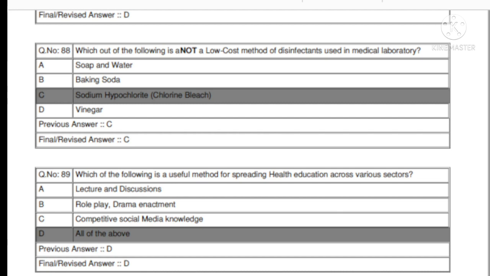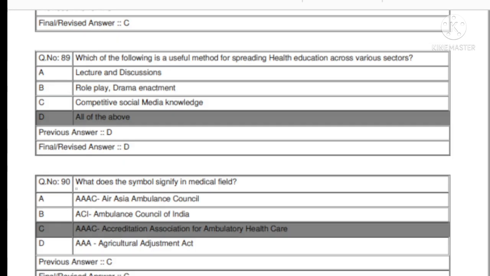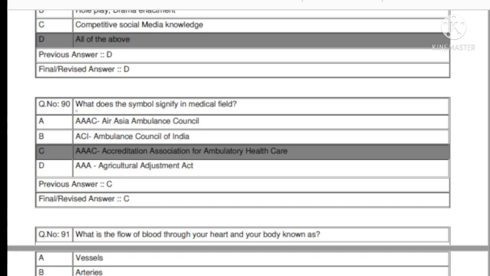Now moving to the next question, question number 89. Which of the following is a useful method for spreading health education across various sectors? Lectures and discussions, role play, drama enactment, competitive social media knowledge, all of the above. So, by lectures, discussions, role play, drama enactment, competitive social media knowledge, we can spread useful information, or these are the useful methods for spreading health education across various sectors. So all of the above becomes the answer.